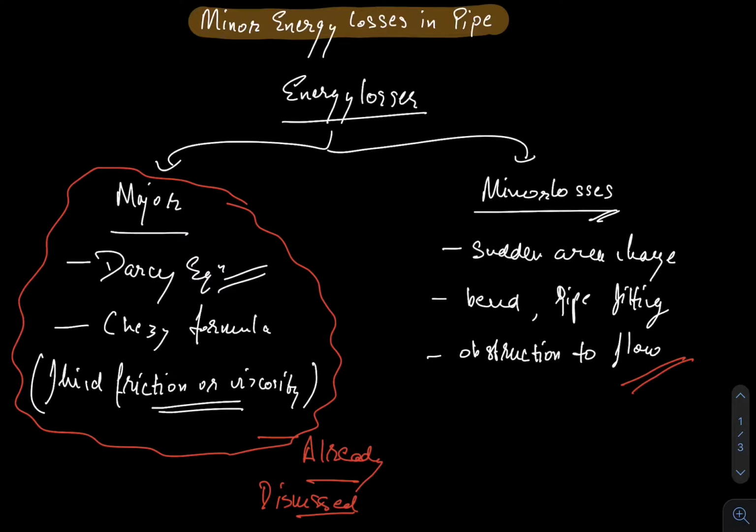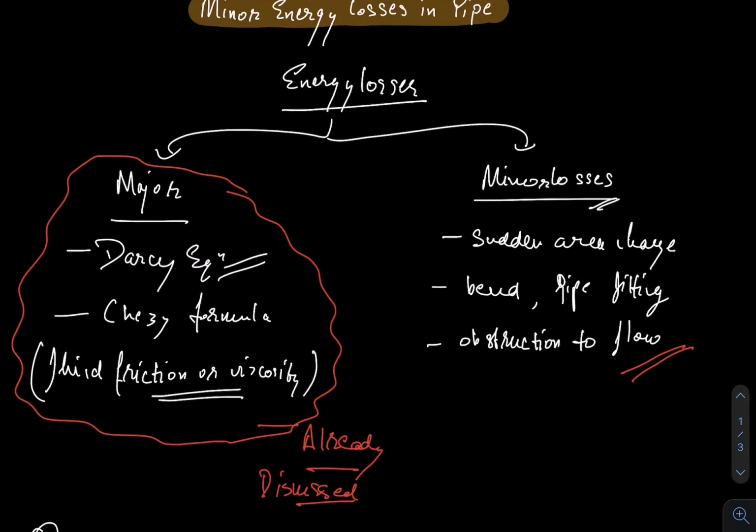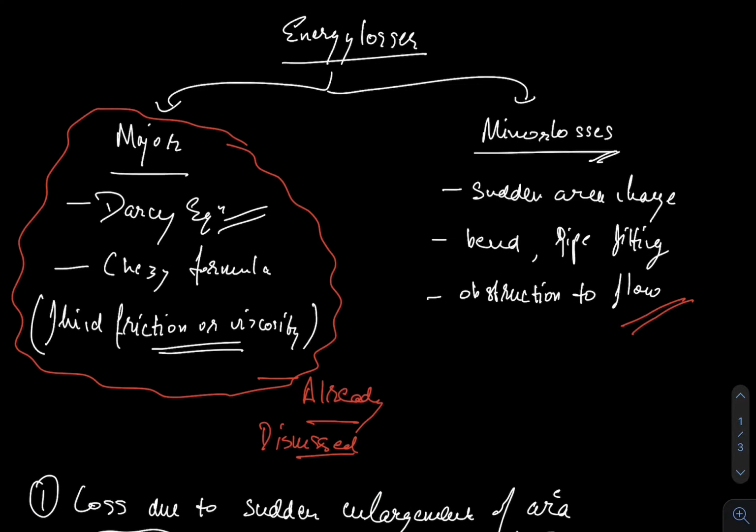As you know, in the previous class we were discussing minor energy losses in pipes, right? We have discussed that there are two types of losses in a pipeline flow. One is major losses, another is minor losses. We have already studied major losses, in which we studied Darcy's equation and Chezy's formula. We have also solved some numericals based on Darcy's equation. So I hope you are quite clear with how to calculate the major losses, right?